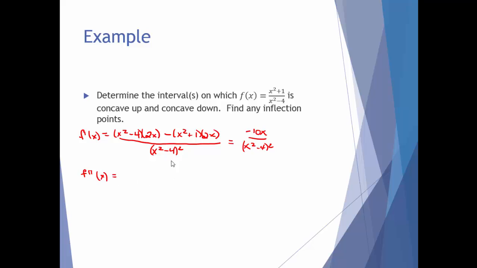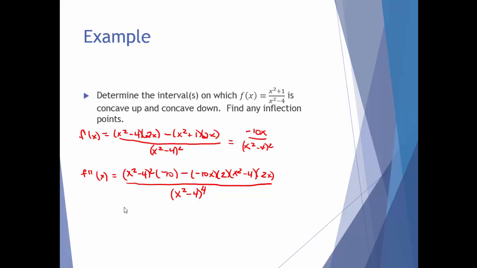Second derivative, again we're going to apply quotient rule. So it's going to be x squared minus 4 squared times the derivative of negative 10x, which is negative 10, minus negative 10x times the derivative of x squared minus 4 squared. That's a chain rule. So that's going to be 2 times x squared minus 4 to the first power times the derivative of the inside function, which is 2x, all over your denominator squared. So that's going to be x squared minus 4 squared squared, also known as to the 4th power. So let's clean this one up.